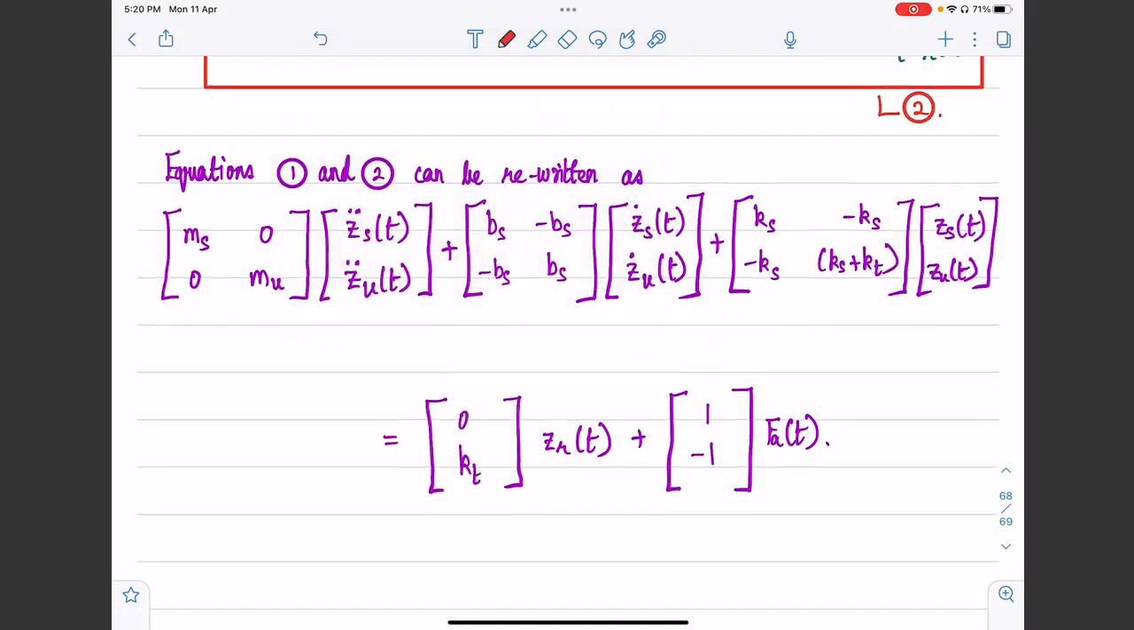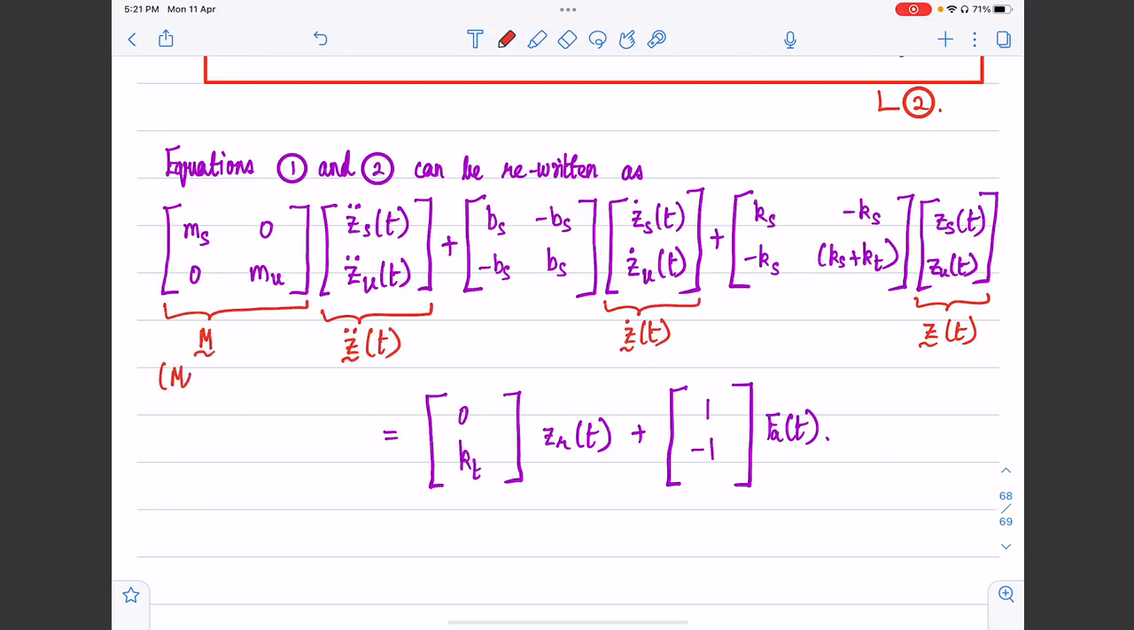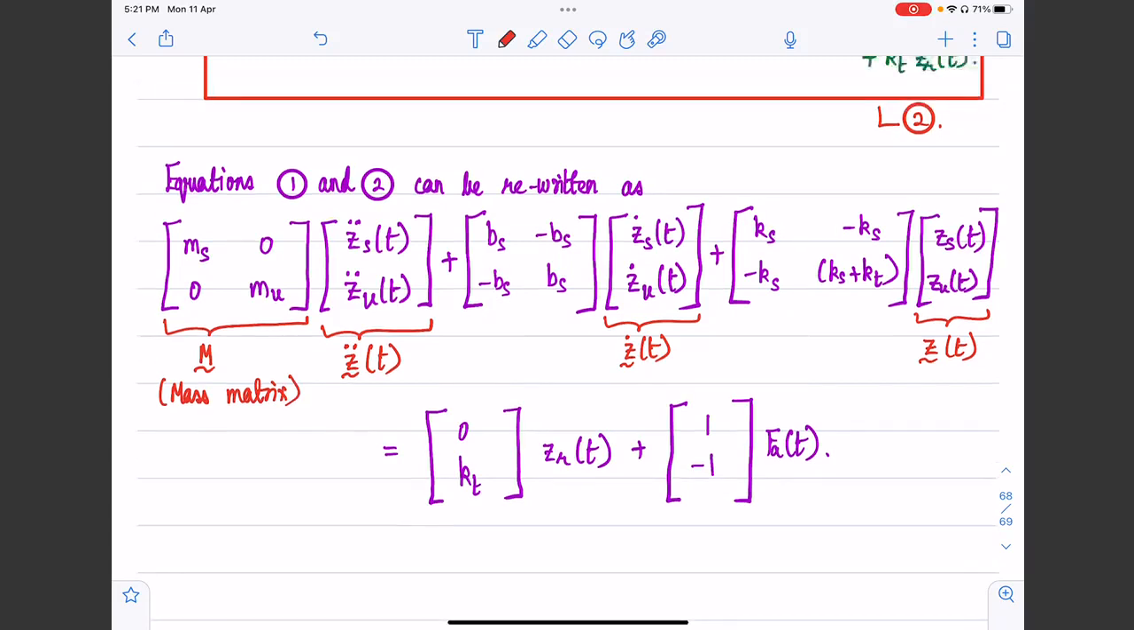So this vector, which involves the two displacements that are the 2 degrees of freedom, let's call it the vector Z. I'm just putting a tilde underneath Z to indicate that it's a vector. So consequently, this will be Z dot, the velocity term, and this vector will be the acceleration term. And this 2 by 2 matrix is indicated by M, and this is the mass matrix. It's a diagonal matrix which multiplies the acceleration. That's why it's called a mass matrix.